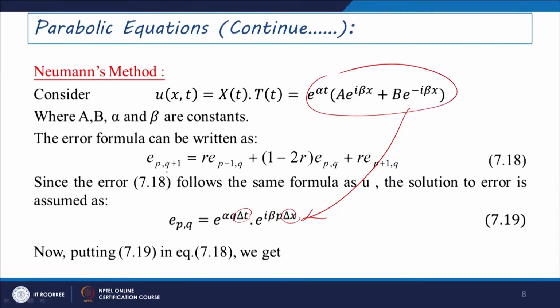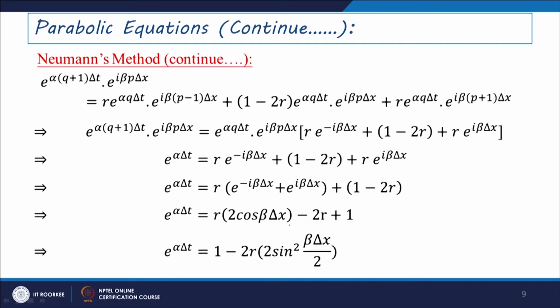of E(p, q+1) equals r E(p-1, q) plus (1 minus 2r) E(p, q) plus r E(p+1, q). If we use E(p, q) as the error term associated with this pq node, then we can say that this can be propagated to pq plus 1 in the form e to the power alpha (q plus 1) delta t into e to the power i beta p delta x.